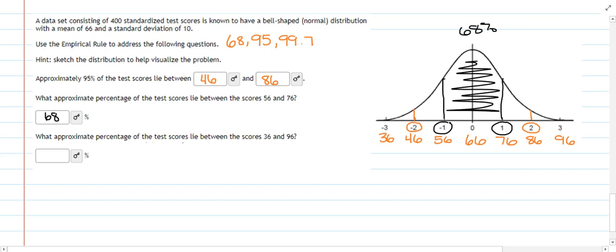And then what approximate percentage of test scores lie between 36 and 96? Well, that's 3 standard deviations. So that is most of our curve, except for these 2 little tails here. So that is right here, our 99.7%.